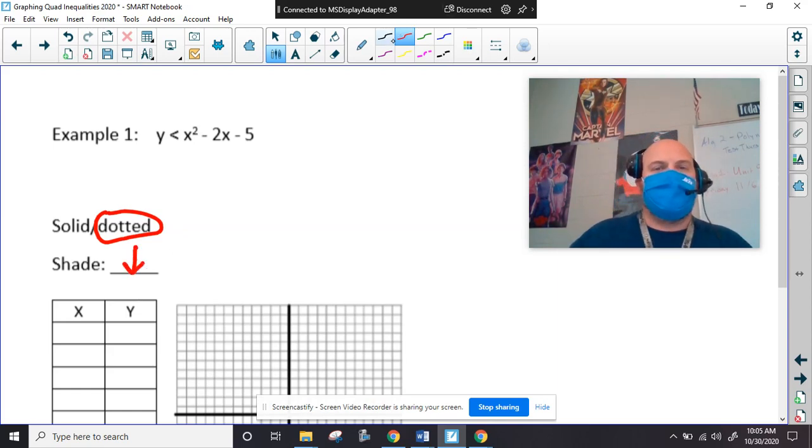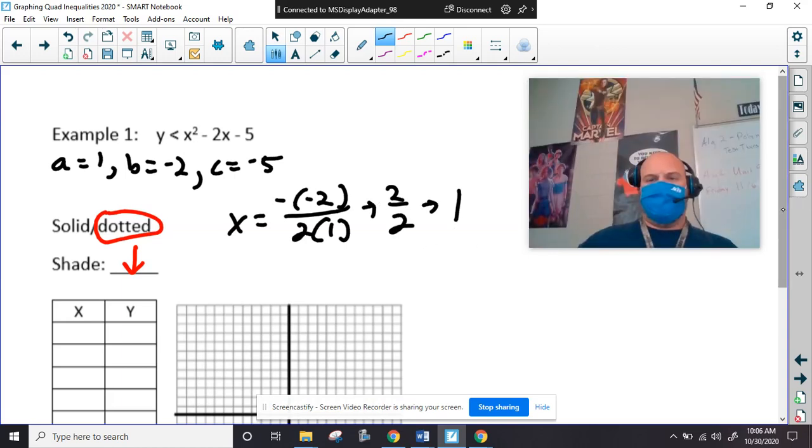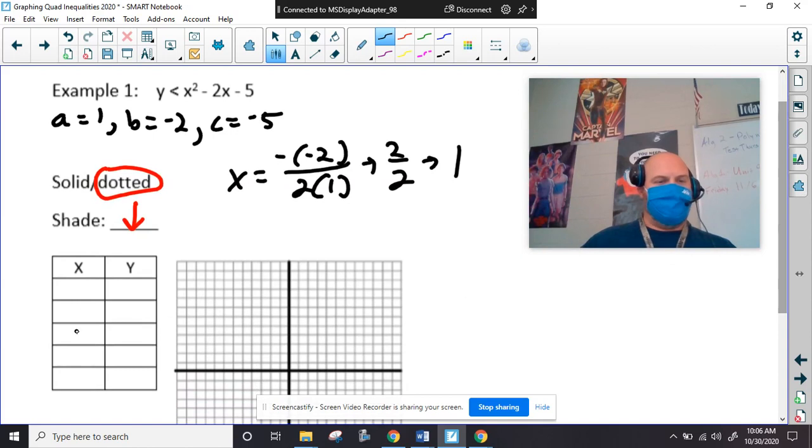So we need to find the axis of symmetry. Before that, we need to find our A, B, and C. A equals 1, B equals -2, C equals -5. So this is going to be x equals -(-2) over 2 times 1. So we end up getting 1 right here for our axis of symmetry. Remember, that goes in the middle.